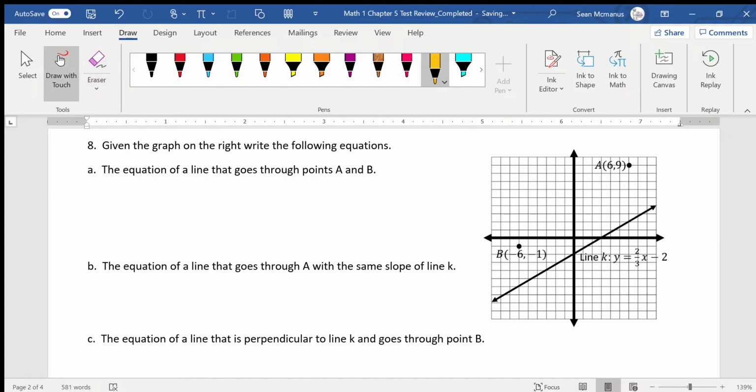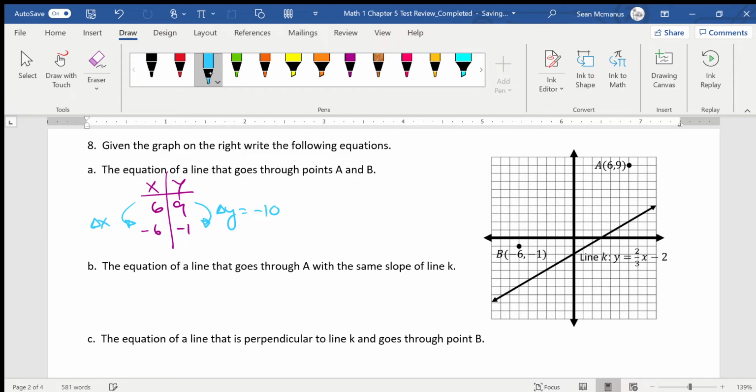All right, number 8. Given the graph on the right, write the following equations. The equation of the line that goes through A and B. Point A is (6, 9), and point B is (-6, -1). I'm going to find the change in y. From 9 to -1 goes down 10. And the change in x, from 6 to -6, goes down 12.